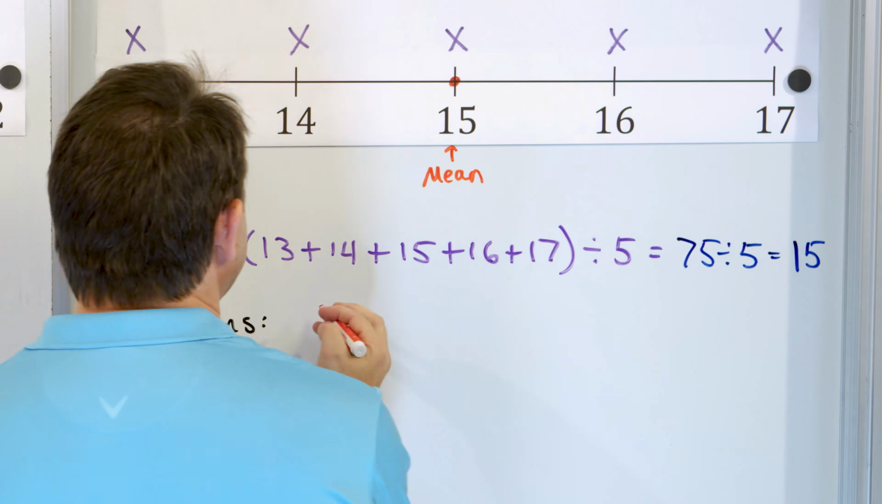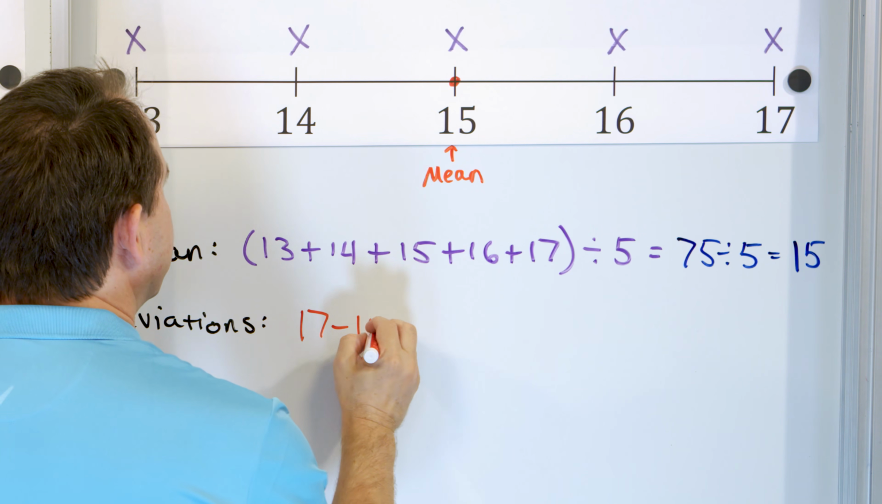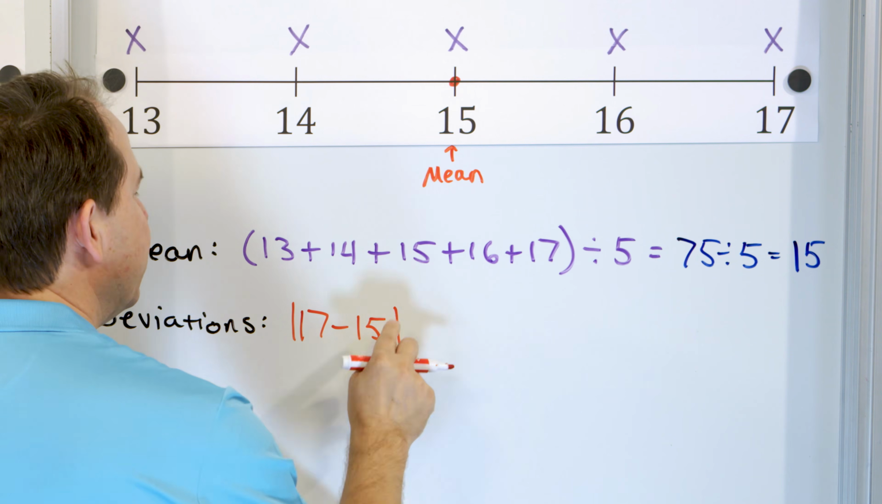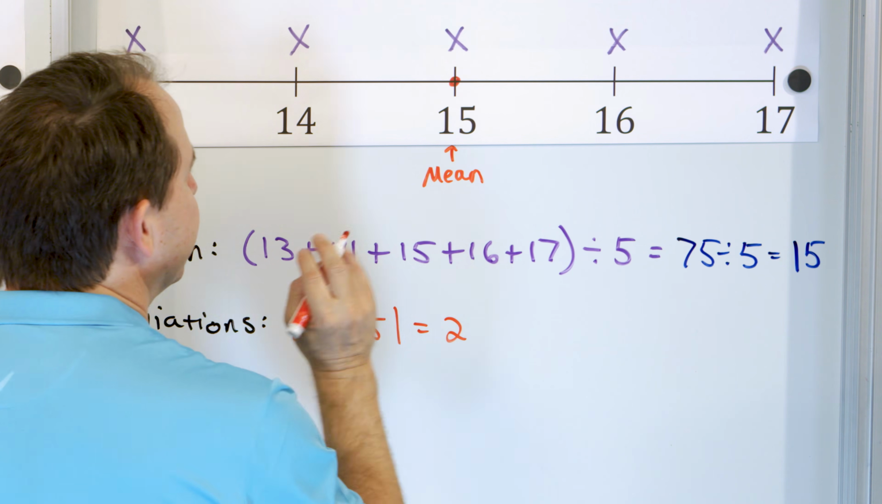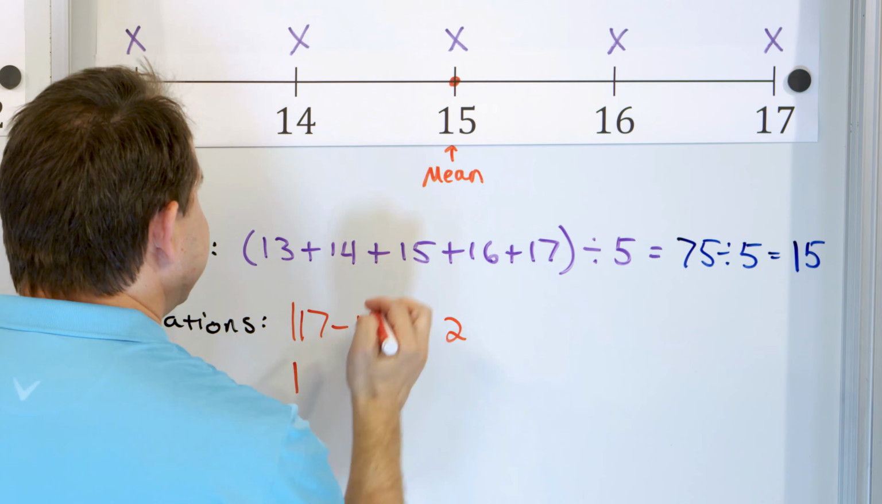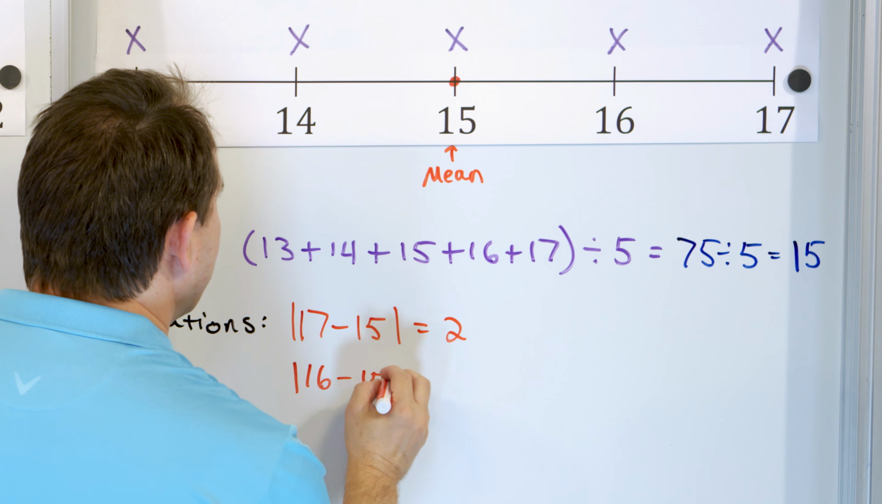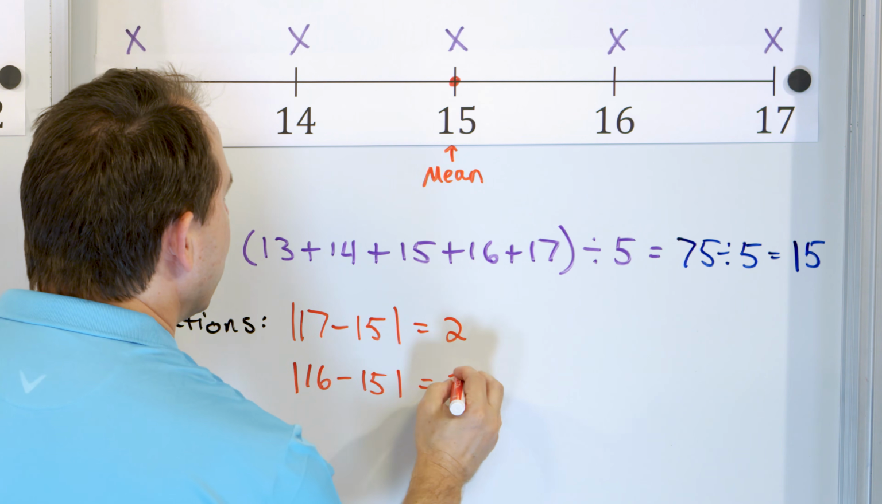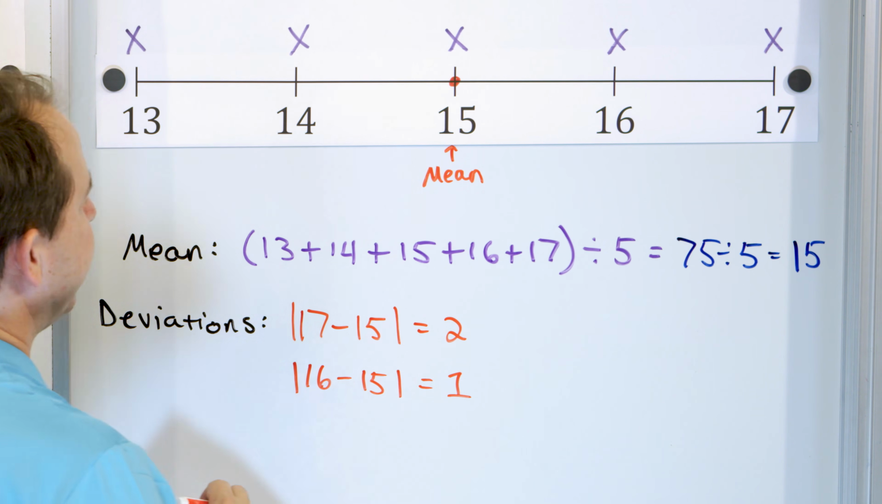Let's start with 17. We have 17 minus 15. We're going to wrap it in an absolute value. This is 2. When we take the absolute value, we're just going to get a 2. That's 2 distance units away from the mean. Then we have 16 minus 15. That gives you 1, and when you take the absolute value, it's 1. So that's going to be 1 distance unit away from the mean.